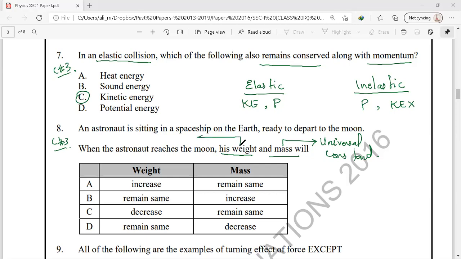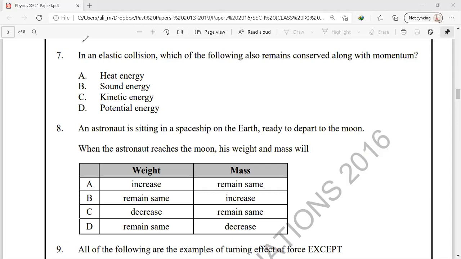So the only change that occurs is in the weight of the body. We know that weight is equal to mass times gravitational acceleration. So the gravitational acceleration on the surface of the moon is 1.6 meter per second square. That is less than the gravitational acceleration on Earth, that is 10 meter per second square. So when that astronaut moves to the surface of the moon from the Earth, his weight will decrease while mass will remain constant. So the correct option for this question is option C. His weight decreases while his mass remains constant.